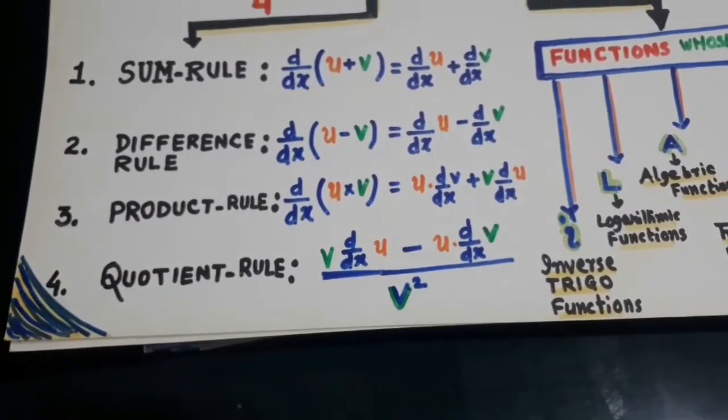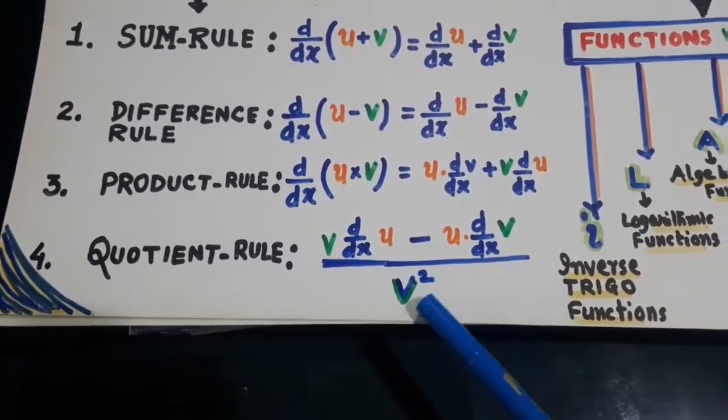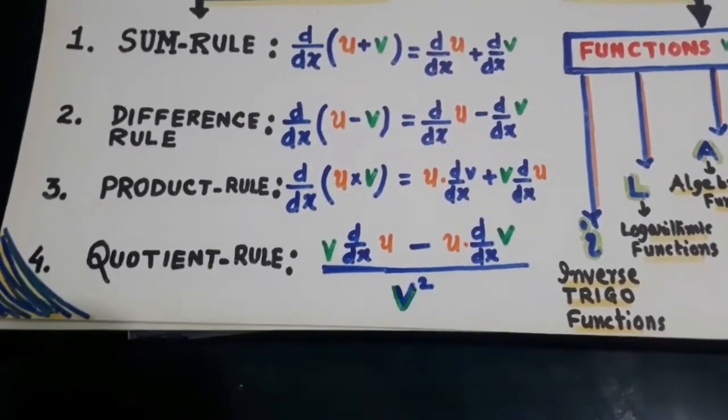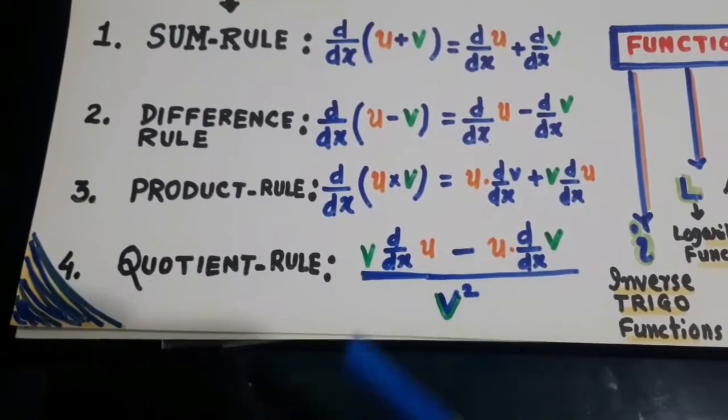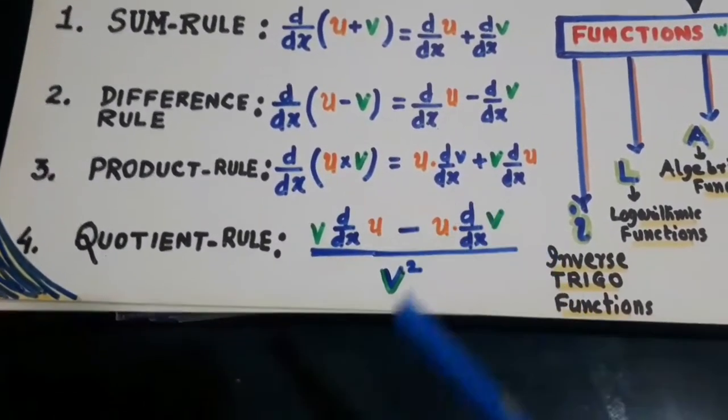Quotient rule. Always write denominator as v square. Start with v in the numerator: v ddx of u minus u ddx of v.